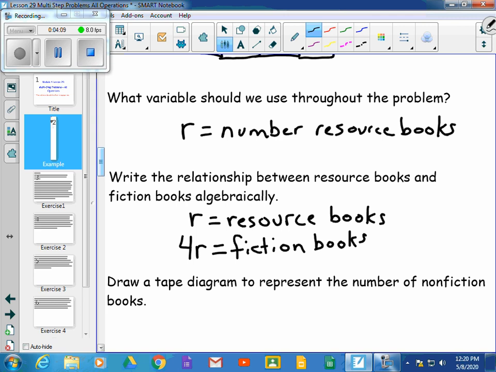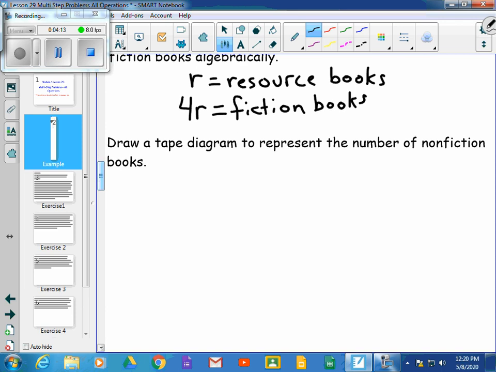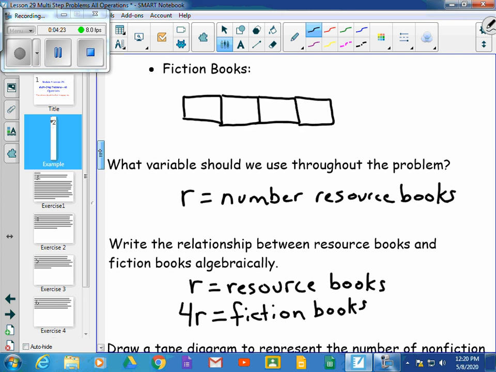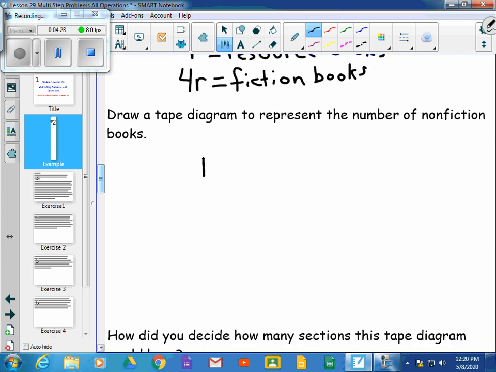Now we're on to the next page. It says, draw a tape diagram to represent the number of nonfiction books. The information that we're given says there's half as many nonfiction books as fiction books. So if we look back at our tape diagram from fiction, there was 4 parts. Nonfiction are going to have half of those. There's only going to be 2 parts.